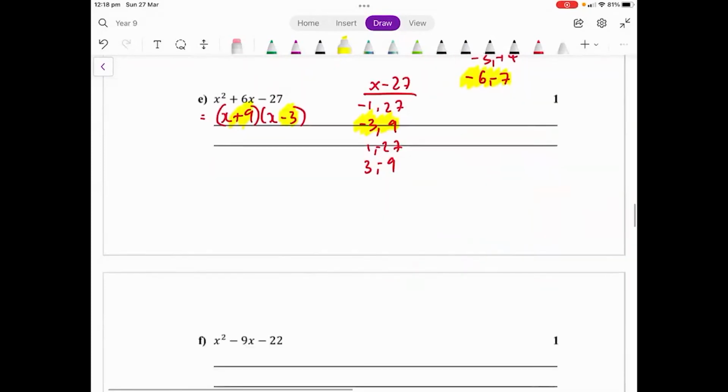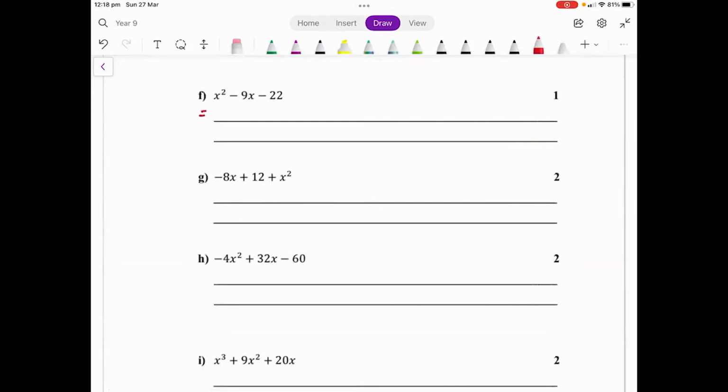Question F, similar to above, I need two numbers that multiply to give negative 22 and add to give negative 9. That's minus 11 and plus 2. So the answer is x minus 11, x plus 2.